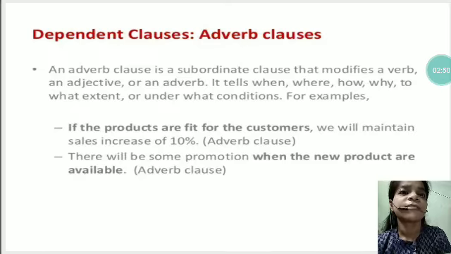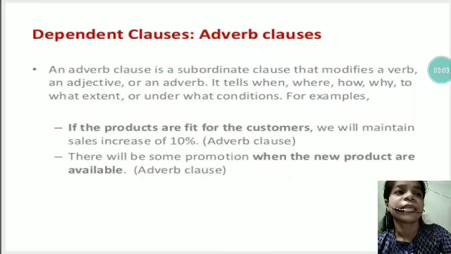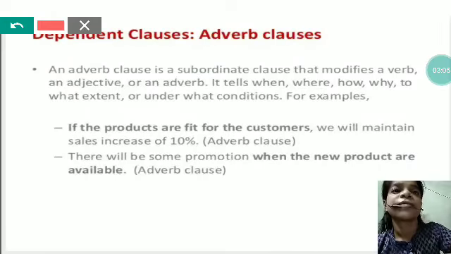Last one is adverb clause. An adverb clause is a subordinate clause that modifies a verb, an adjective or an adverb. It tells when, where, how, why, to what extent or under what conditions. It means if there is a clause which does the work of an adverb, then it is called an adverb clause.